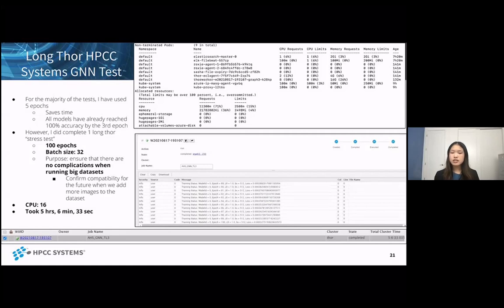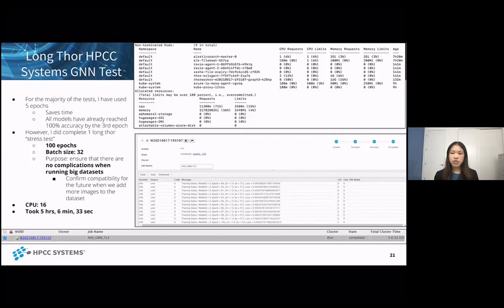Since HPCC Systems is known for processing big data, I wanted to ensure that any developments for my project would be applicable when magnifying the dataset. So this longer test used 100 epochs, 4 Thor workers, each with 4 CPU and 8 gig memory, and the same batch size of 32. It ended up taking around 5 hours, and there were no errors displayed in ECL Watch.